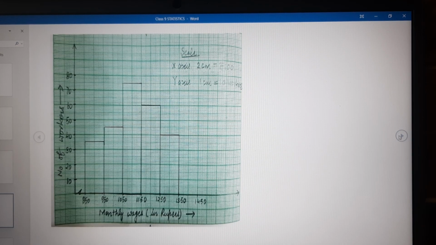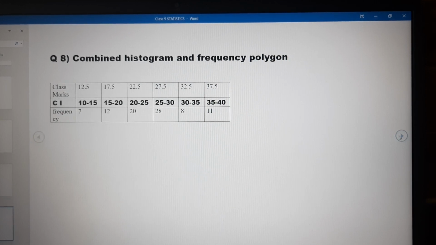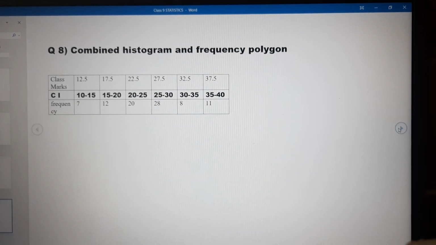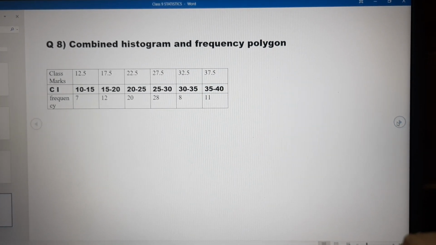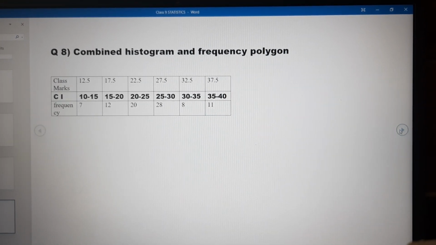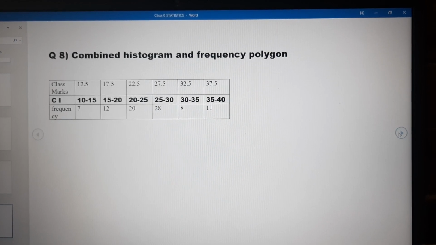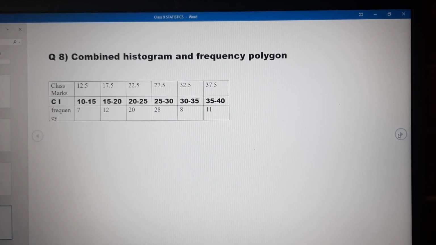Moving on to the next thing, that is combined histogram and frequency polygon. One more new thing has come, frequency polygon. I'll talk about frequency polygon later on, but first of all, you need to see here class intervals are not given. If class intervals are not given, then how are you going to draw a histogram? Class marks have been given. Class mark means mid value of class interval.